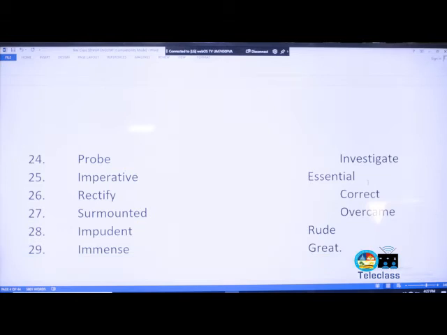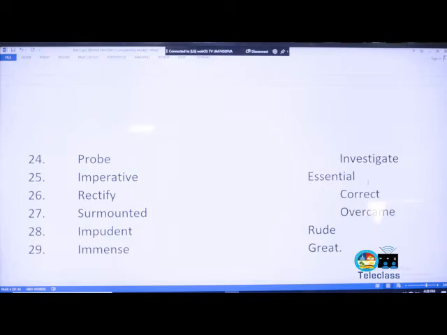We go over to the next one, which is rectify. What does rectify mean? Rectify means to correct. So after maybe they gave you something to read, to cross-check, after correcting it, the word for correct means rectify. That means you just rectified it. Then we have surmounted. Surmount means to overcome. So when we say surmounted, since it's past tense, we are not going to say overcome, it becomes overcame.